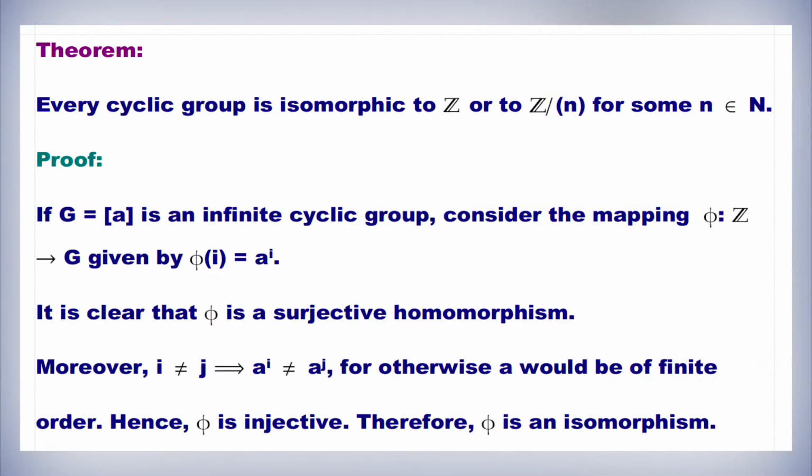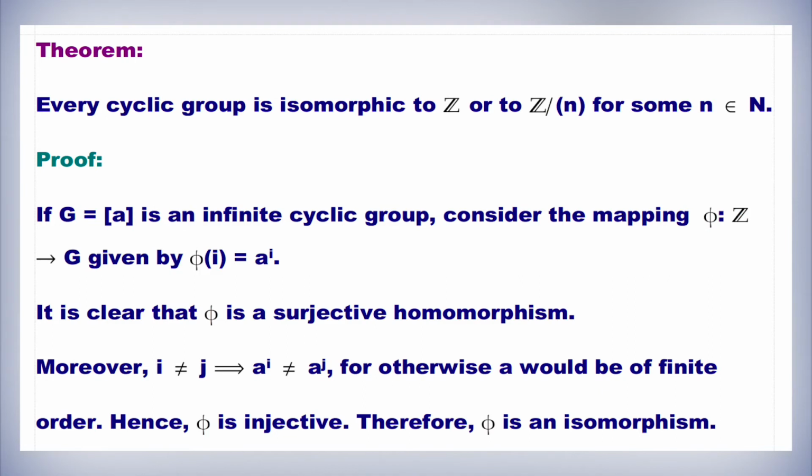Let us see some theorems. Theorem: every cyclic group is isomorphic to Z or to Z/nZ for some n belonging to the set of natural numbers. Proof: if G = ⟨a⟩, the set generated by a, is an infinite cyclic group, consider the mapping phi from Z to G given by phi(i) = a^i.